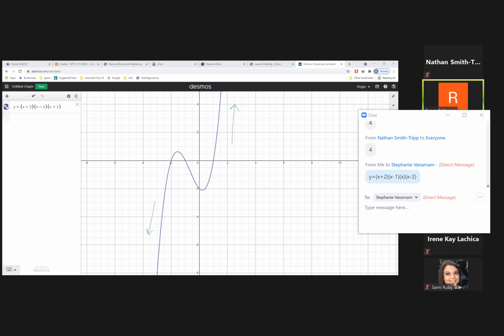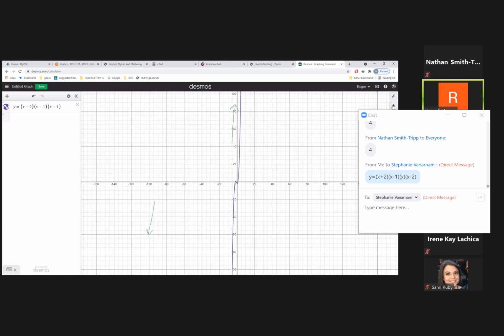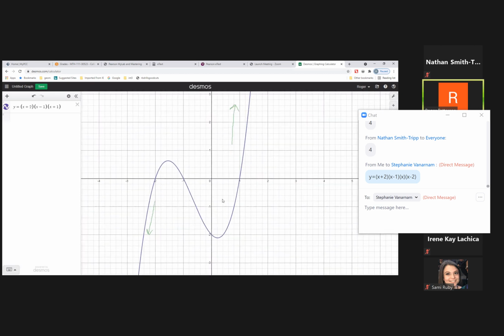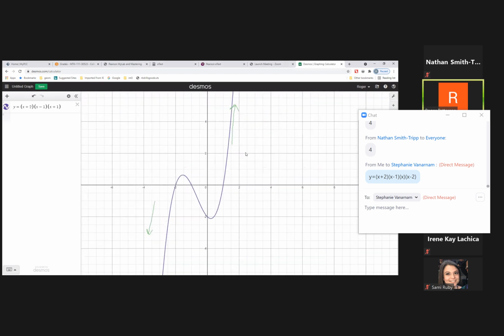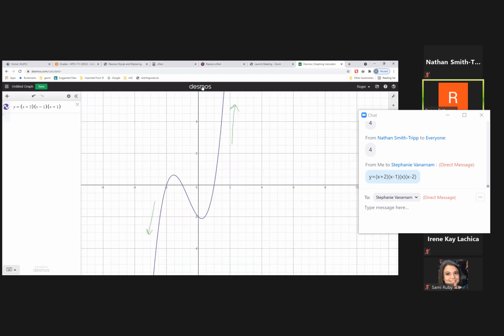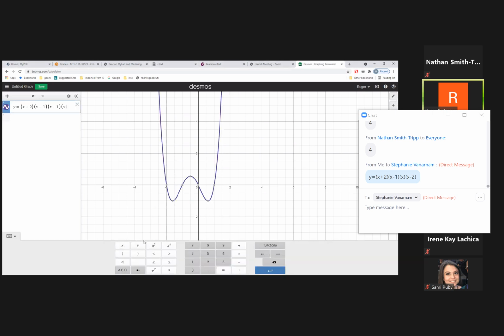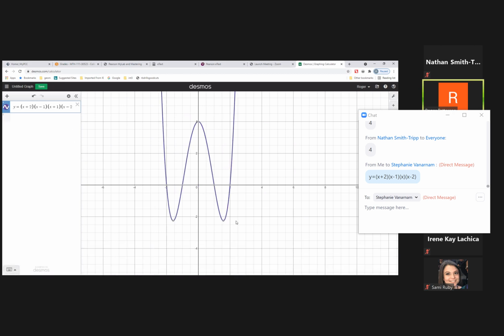Again, we're only interested in what happens if I zoom out of this. Okay, what is this thing doing? Okay, and it is going up and down. All right. So let's clear that out. And of course, we're going to add another one to this. Okay. Fourth degree. There's my W.